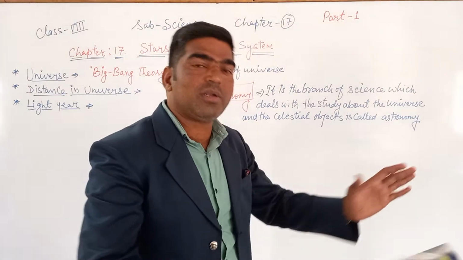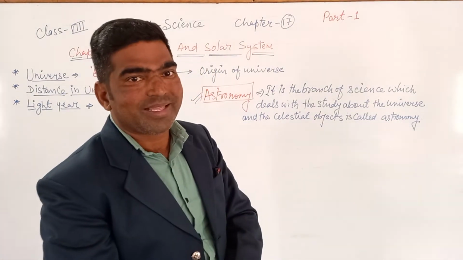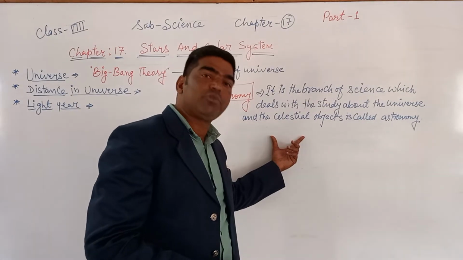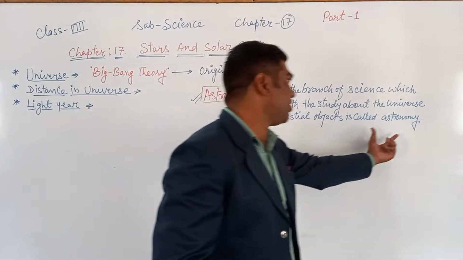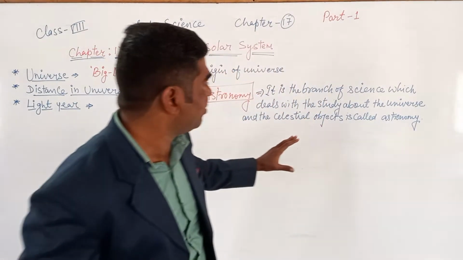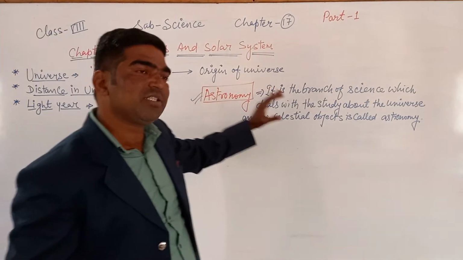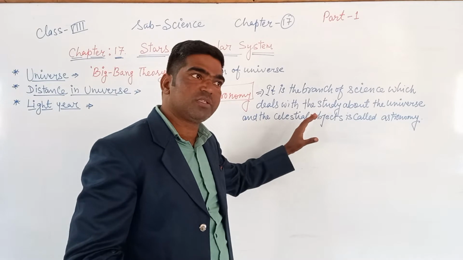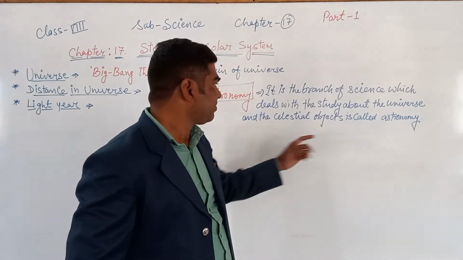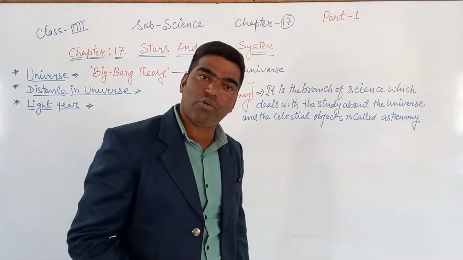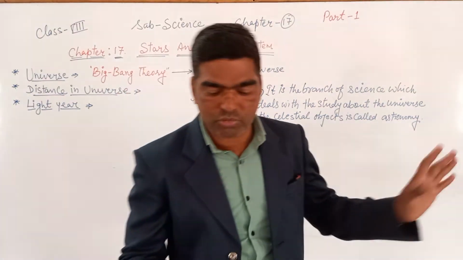So all these things we study in a particular branch of science, that is called what? Astronomy. So please note down this definition. Astronomy is the branch of science which deals with the study of the universe and the celestial objects. Okay, so note down this one.